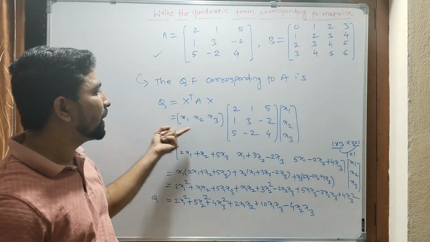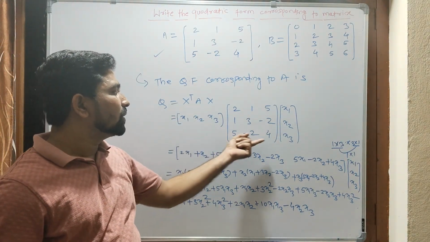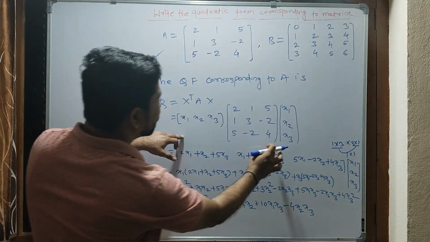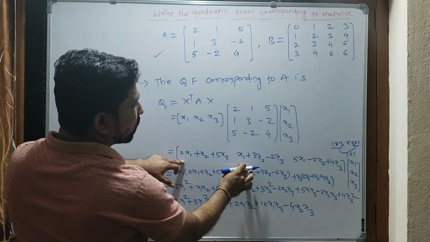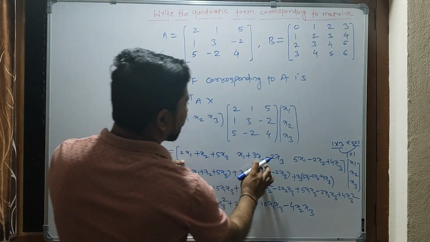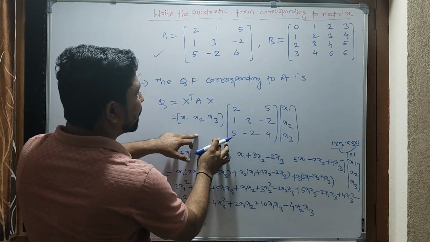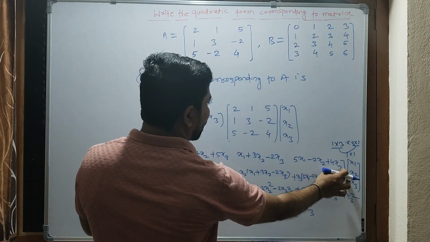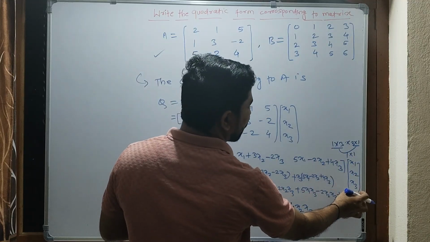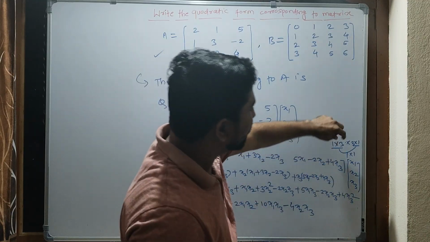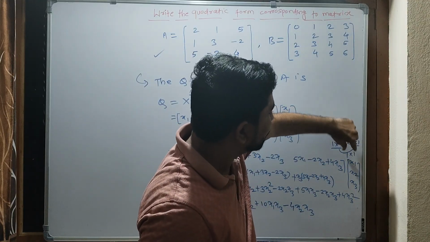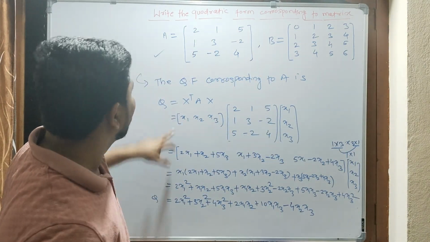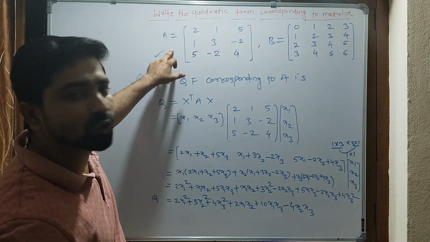So here this is one matrix of order 1 cross 3, and this is one matrix of order 3 cross 3. With the help of these two matrices you will get a matrix of order 1 cross 3: first column, second column, third column. Multiply this matrix with this matrix. This is a matrix of order 1 row 3 column, and this is a matrix of order 3 row 1 column. So the resultant matrix is 1 cross 1. In this way you can write the quadratic form corresponding to this matrix A.